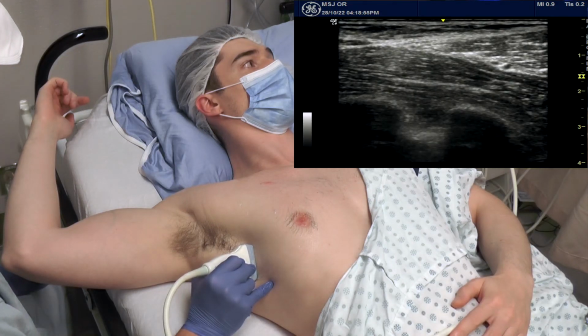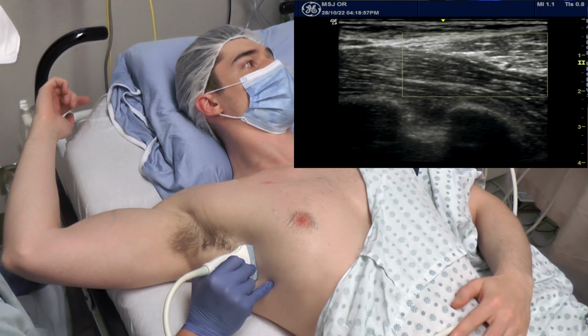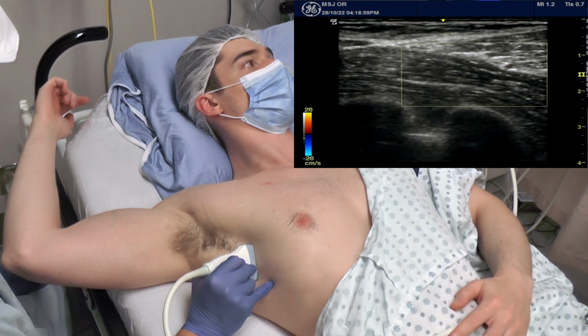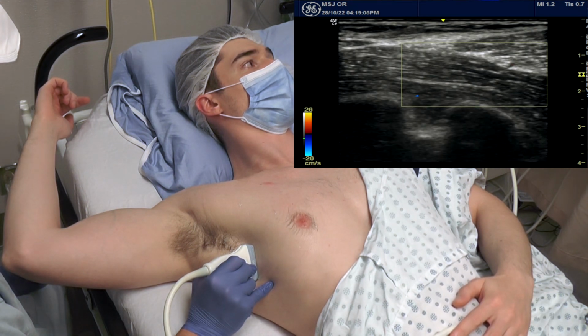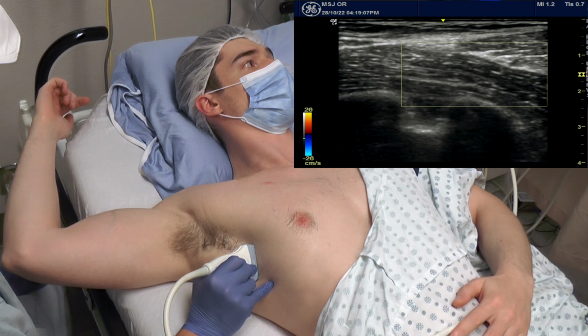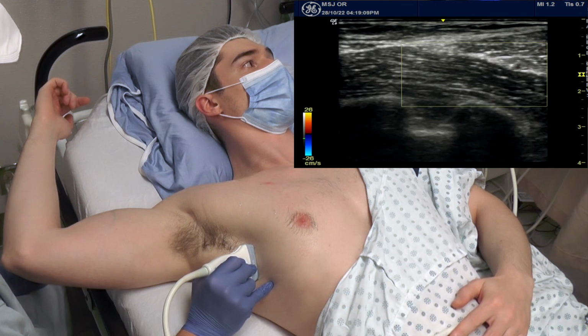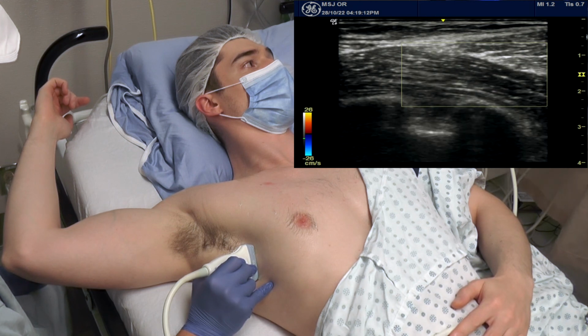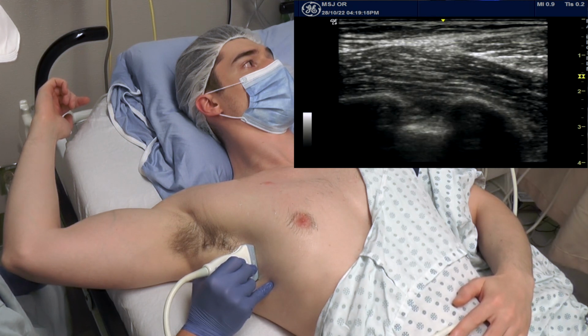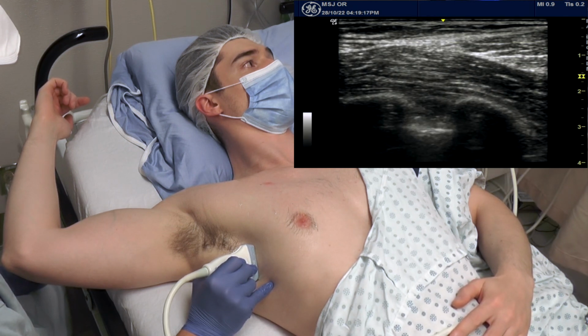Here, using the color function, we're able to visualize the thoracodorsal artery. Note the probe position is at the mid to posterior axillary line for serratus anterior plane block. A typical local anesthetic dose of 30 to 40 ml of 0.25% levobupivacaine with or without epinephrine may be used.